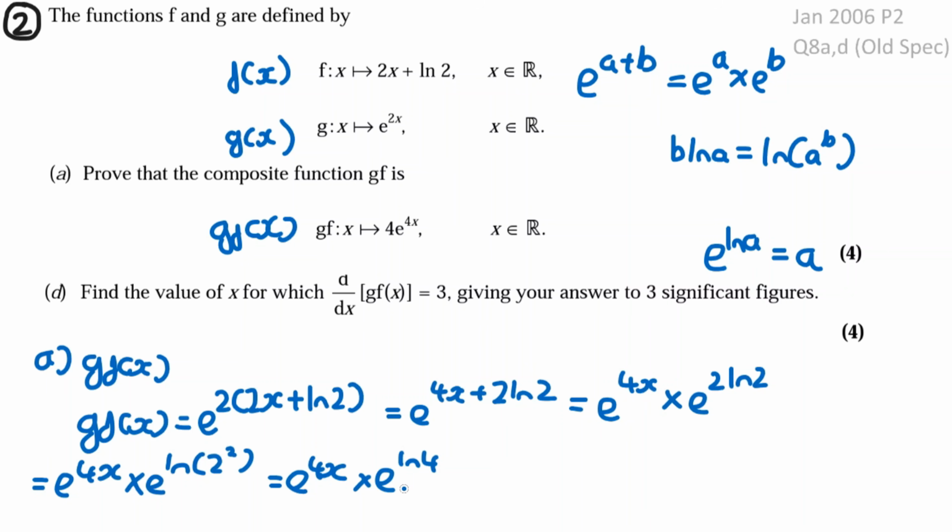And we've also talked about in this video already that if you have e to the power of the natural log of a, this is just equal to a. So if we have e to the power of the natural log of 4, this is just equal to 4. So now this is just e to the power of 4x times 4, which is 4e to the power of 4x, which is what's required. So gf of x is equal to 4e to the power of 4x.